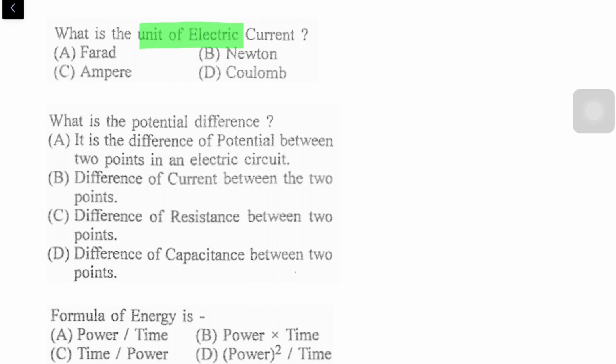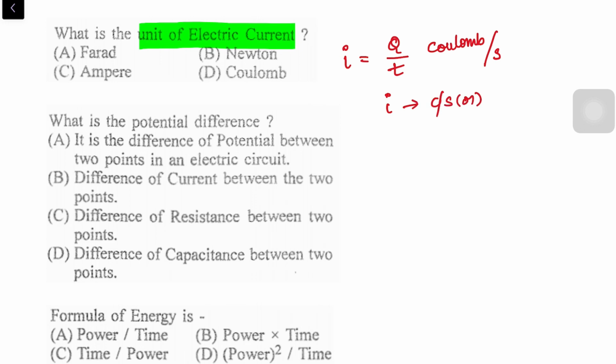First thing is asking about the unit of electric current. How do you define current? Current is flow of charges. Flow of charges means rate of change of charges, we can say charge by time. The unit of charge is coulomb and the unit of time is seconds. So the unit of current is coulomb per second. This coulomb per second is also called amperes. So the answer is ampere. If they give coulomb per second, that is also the right answer.